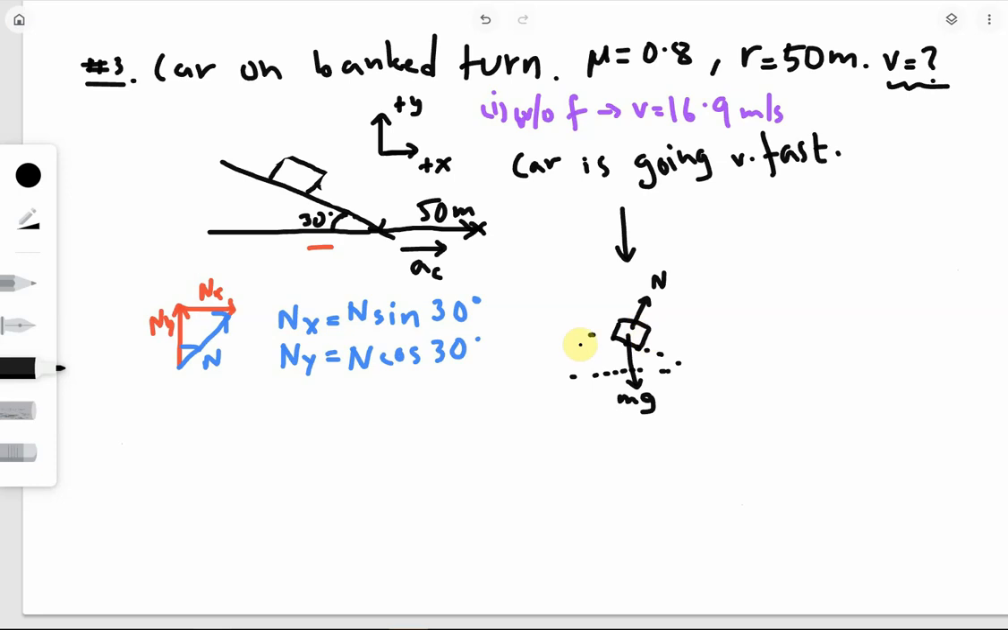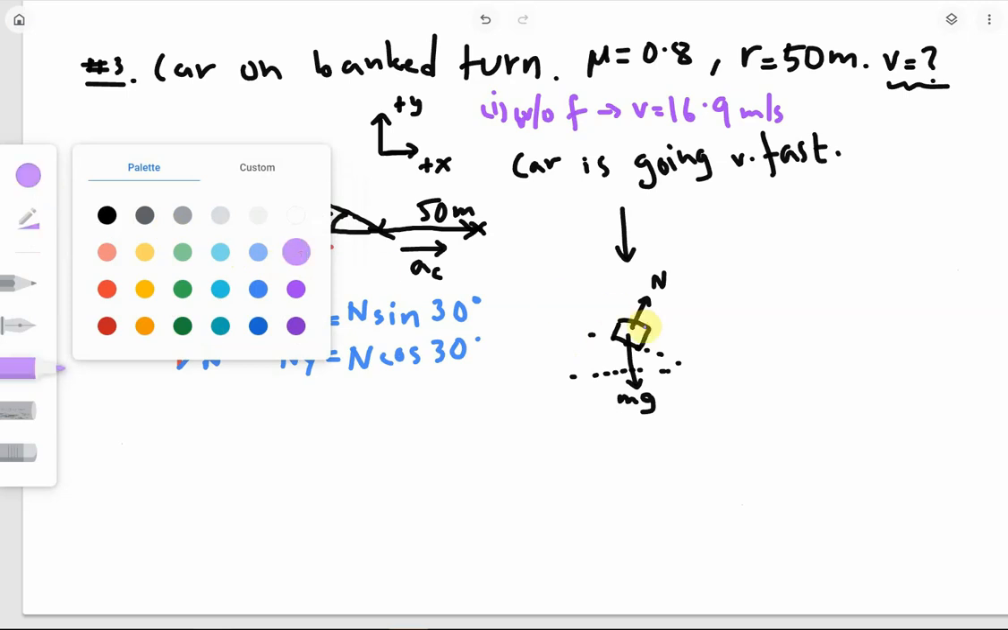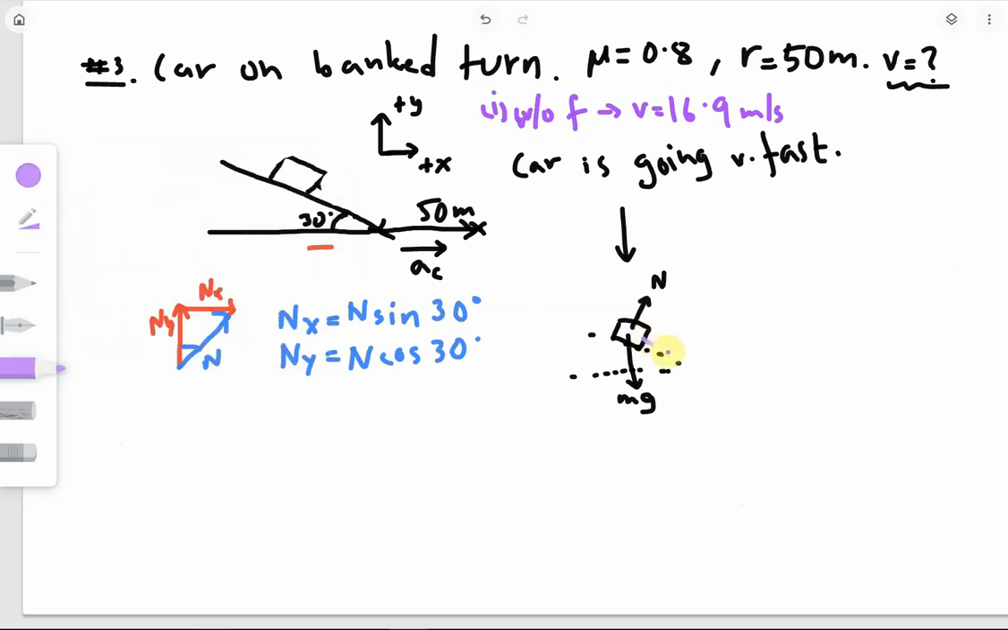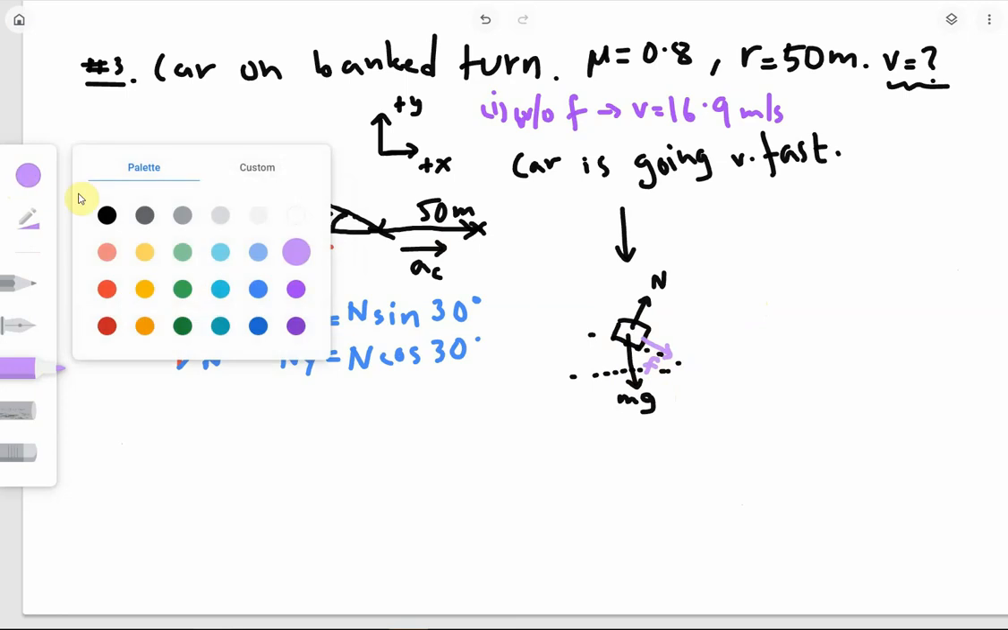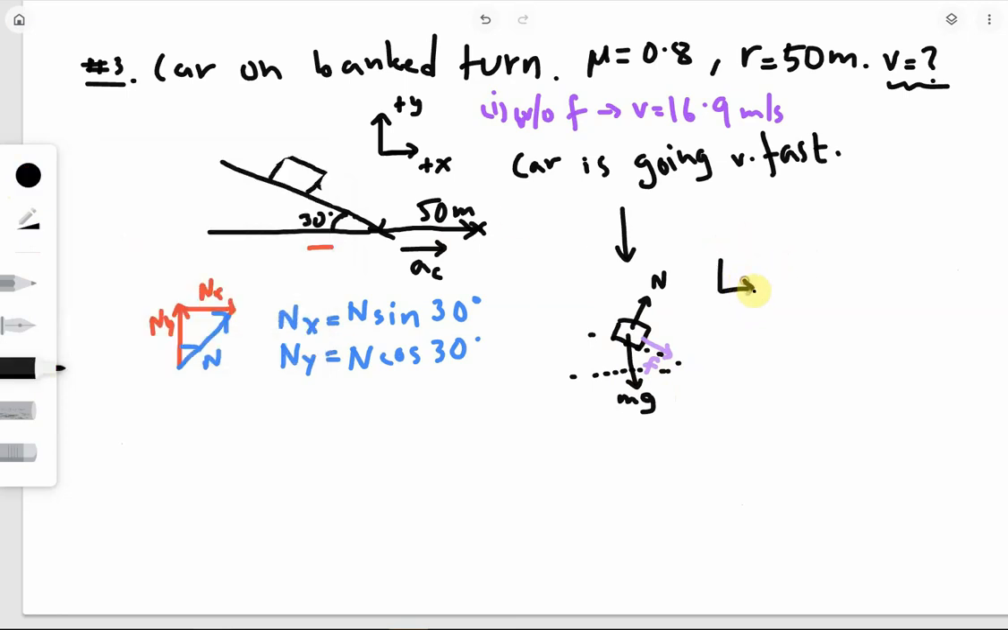So friction, let's use a different color for friction. Just being pedantic. Let's use this color. Friction would be down along the plane. Our axes are the same as before, the usual plus x and plus y, and the acceleration is in this horizontal direction along the x-axis.